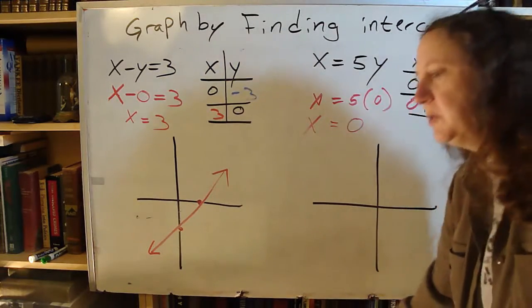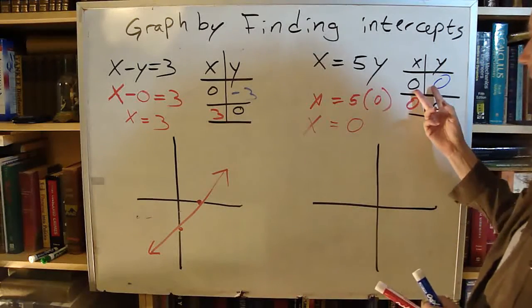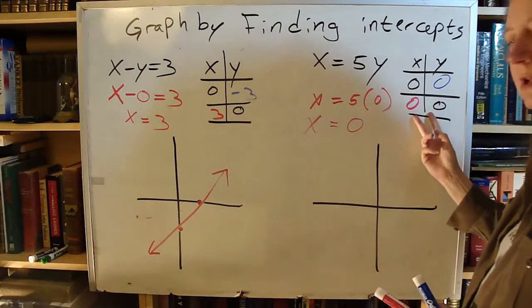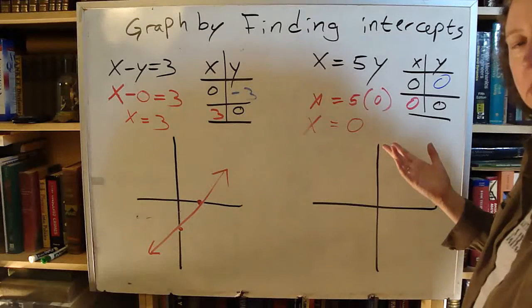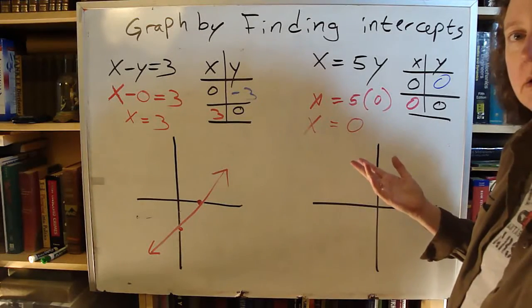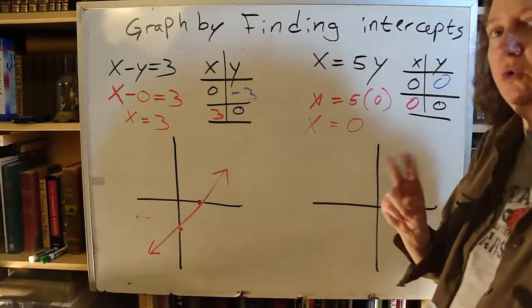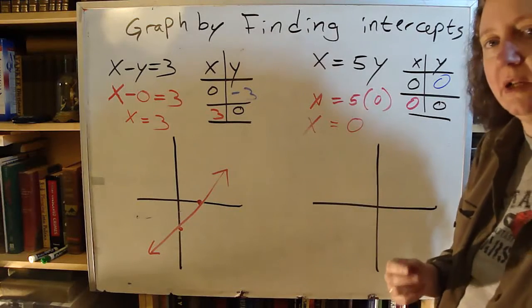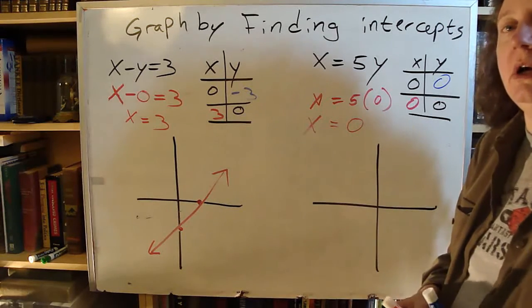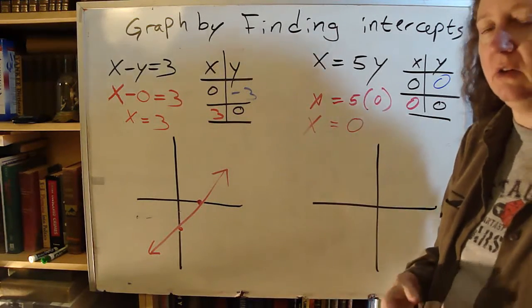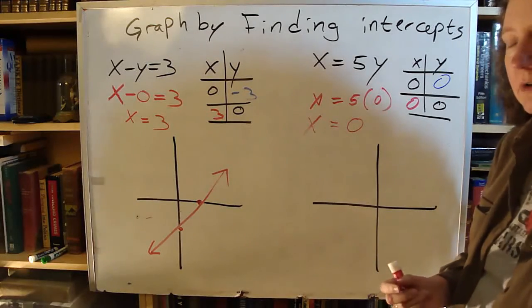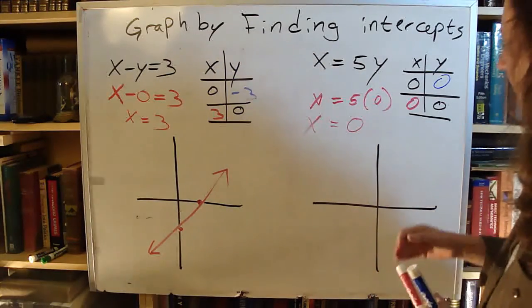Now I have a slight problem with this. 0, 0, 0, 0. It's the same spot. I haven't moved anywhere. I don't have two separate spots, so I can't draw my line. I need to find another spot that's not the intercept. So I'm going to make this a little easier.